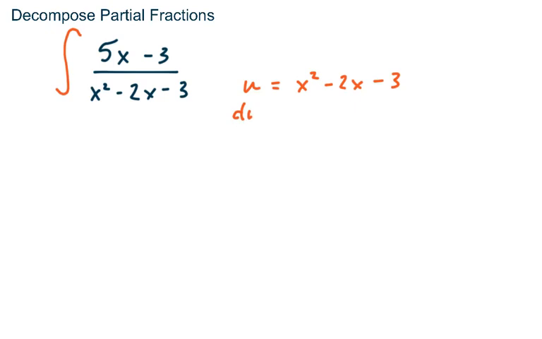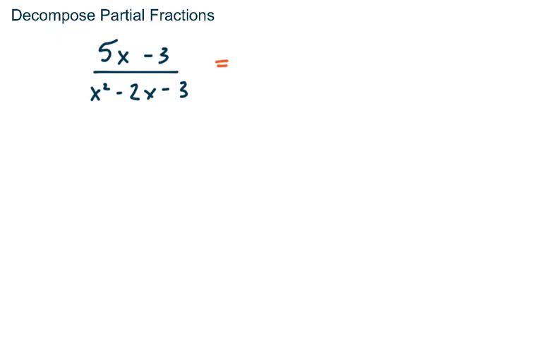and then that would mean the derivative of u would be 2x minus 2 dx. And I don't see this piece in the numerator. So a u substitution isn't readily going to work here. That really only works when the derivative is already inside the problem. So one strategy we try to deal with is to decompose partial fractions.